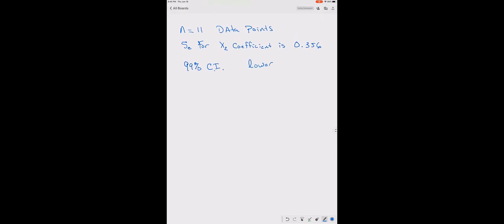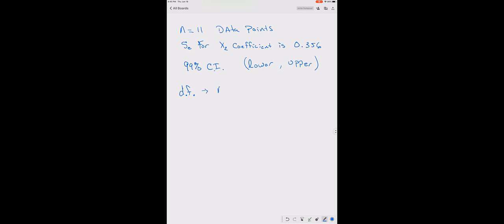And we're told that the standard error for our x2 coefficient is equal to 0.356. And then we're to find a 99% confidence interval. And so we'll need a lower and an upper interval. Okay? So the first thing is we have to find the degrees of freedom for our 99% confidence interval.